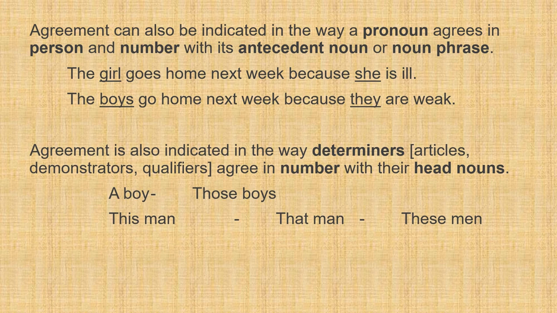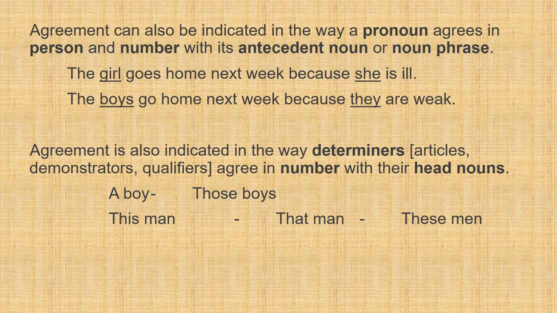And again, agreement is also indicated in the way determiners such as articles, demonstratives, qualifiers, and the others agree in number with their head nouns. A boy, those boys. So if you say a boy, the determiner here, the article a shows singularity, those will show plurality. And so you will not say a boys, and you will not say those boy. It will be wrong, and you will lose your score.